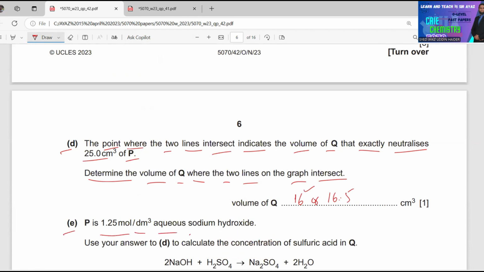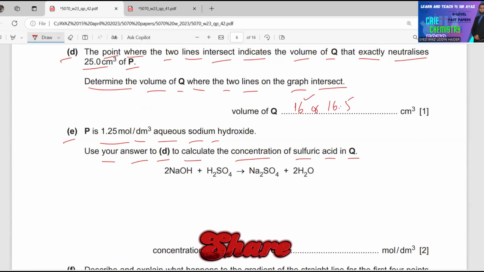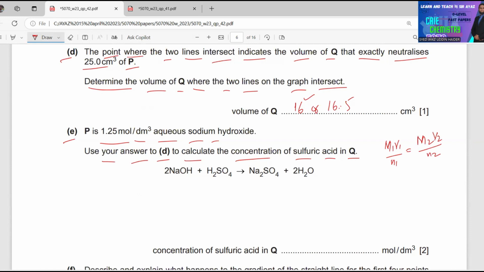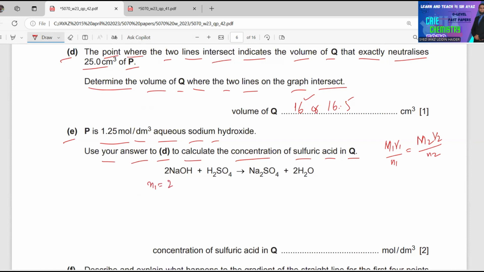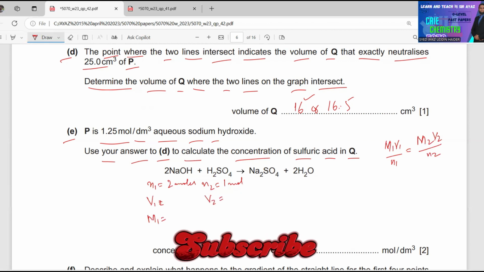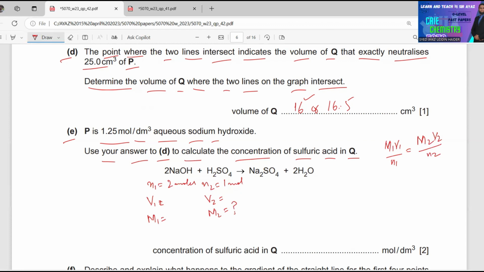E. P is 1.2 mole per dm cube aqueous sodium hydroxide. Use your answer to D to calculate the concentration of sulfuric acid in Q. Now, in this case, you can apply the equation M1 V1 by N1 is equal to M2 V2 by N2 to find the concentration of sulfuric acid. N is the number of reacting moles. For example, for sodium hydroxide, N1 must be 2 moles. So N2 must be of H2SO4, which is 1 mole in this case. So V1 and M1 for sodium hydroxide, V2 and M2 for H2SO4. We need to calculate the concentration of sulfuric acid, so I will write a question mark for M2.